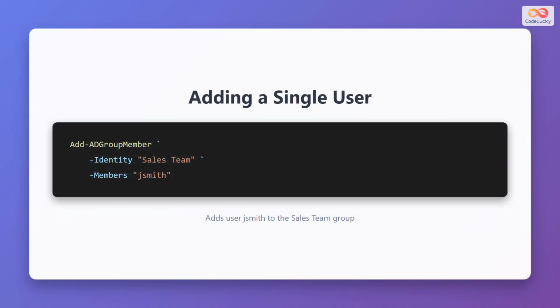Here's a practical example of adding a single user to a group. The command adds a user with the username J.Smith to a group called Sales Team. Notice how we use the identity parameter to specify the group name and the members parameter to specify the username. The username can be provided in several formats, including the SAM account name as shown here, the distinguished name, or the user principal name. After running this command, J.Smith will be a member of the Sales Team group and will inherit all permissions assigned to that group.